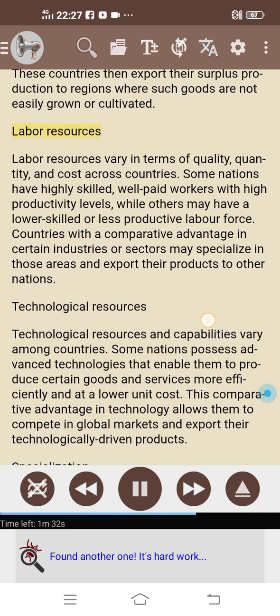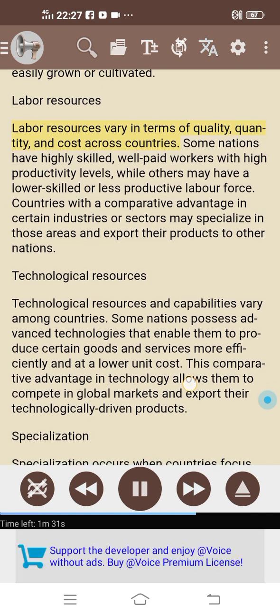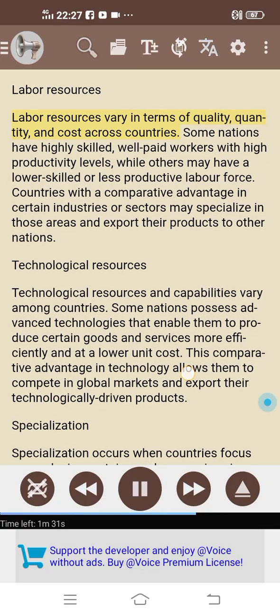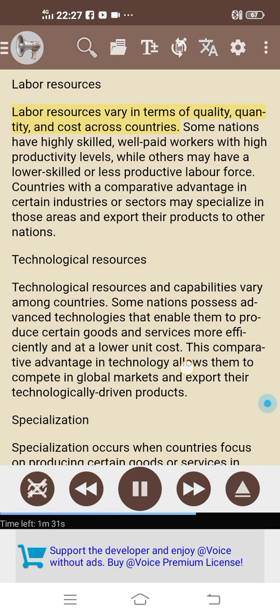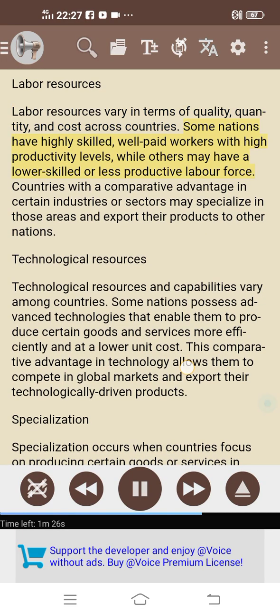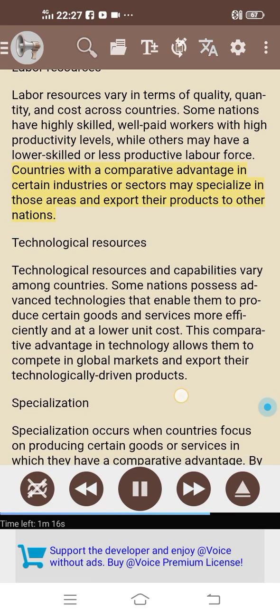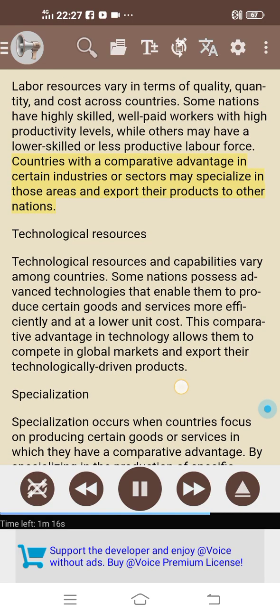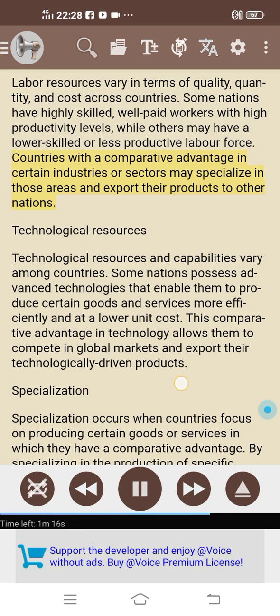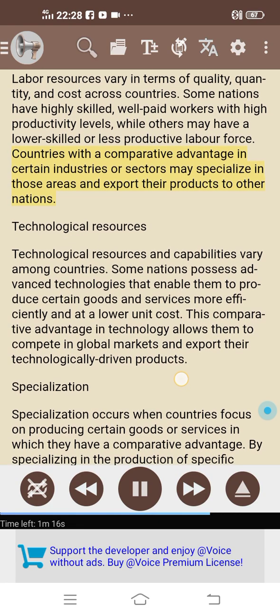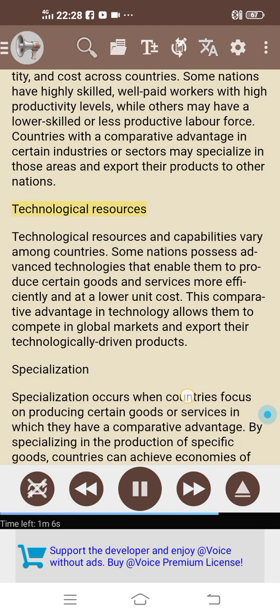Labor resources. Labor resources vary in terms of quality, quantity, and cost across countries. Some nations have highly skilled, well-paid workers with high productivity levels, while others may have a lower skilled or less productive labor force. Countries with a comparative advantage in certain industries or sectors may specialize in those areas and export their products to other nations.